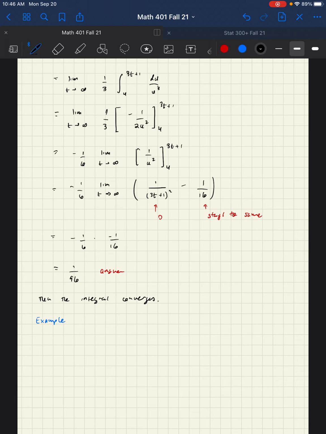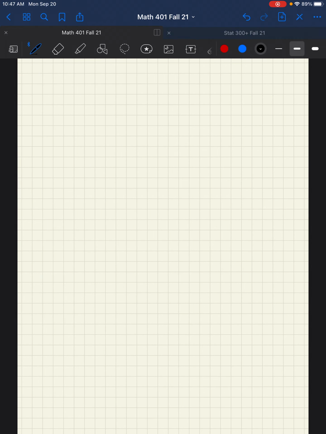Okay. Let's do another example. Same idea. We're going to determine whether the integral from 1 to infinity of ln of x over x dx converges or diverges. If it converges, we're going to evaluate it. Okay, so let's go into it.